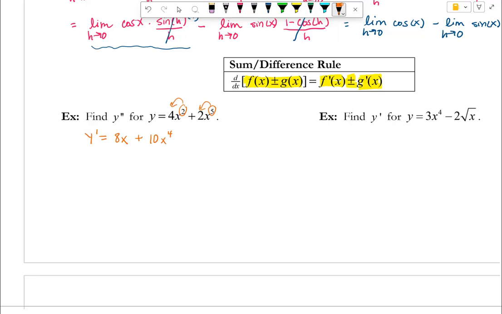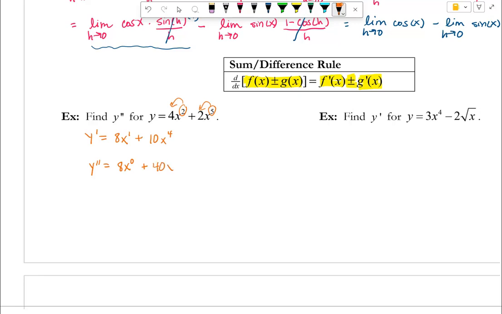When we find our second derivative, we're taking the derivative of our first derivative. So 8 times x, again, I could think of that as 8x to the first power, that 1 is going to multiply with the 8, and we still just have an 8. And then I get x to the power of 0. But x to the power of 0 is just 1. So 8 times x to the power of 0 is just 8. And so when I do this multiplication, I'm going to multiply my exponent 4 with the 10.